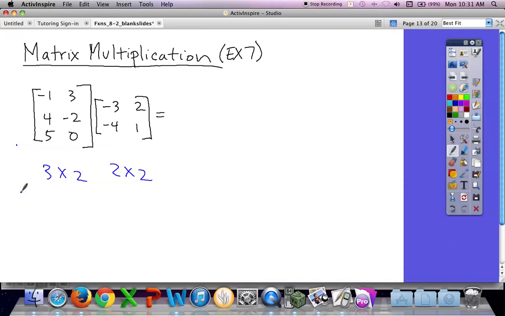What you need to be true is that the number of columns in the first matrix has to match the number of rows in the second matrix. Those two numbers have to be the same. So these must match.